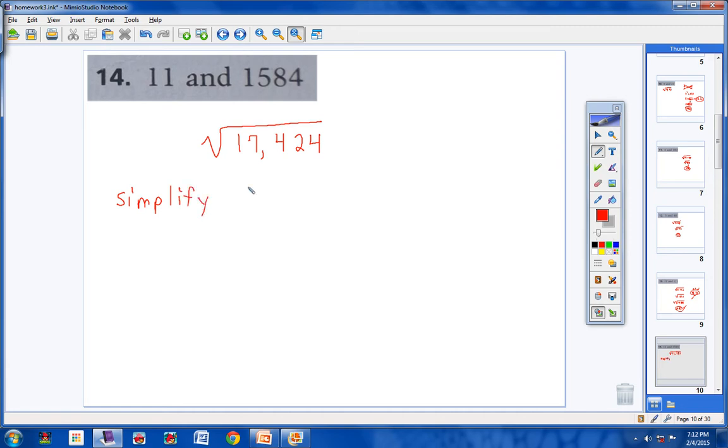However, you can solve this. Take your calculator and type in the square root of 17,424, and it actually comes out to a perfect square. Believe it or not, you get exactly 132. So what does that tell you? That tells you 132 times 132 equals 17,424. Okay, pretty cool.